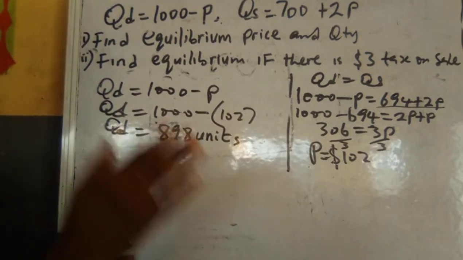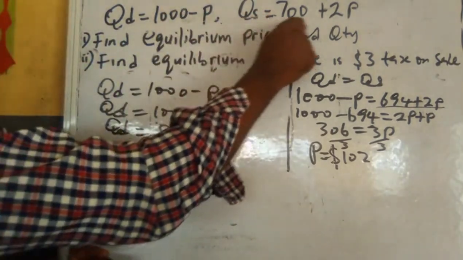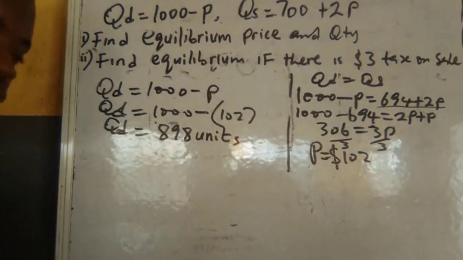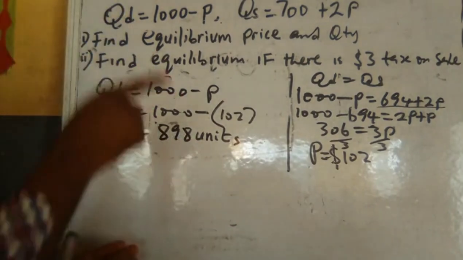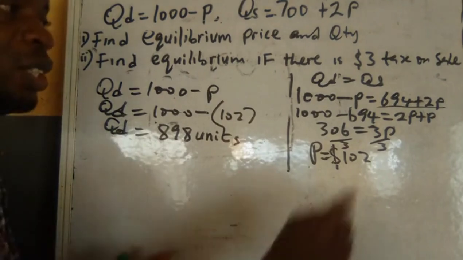Do you understand? Please, when tax is involved, don't use the initial quantity supply function to get your equilibrium. It's better for you to just stick to quantity demand if you're going to make a mistake, because something has affected that function. So the only supply function you can use is the new one you derived.